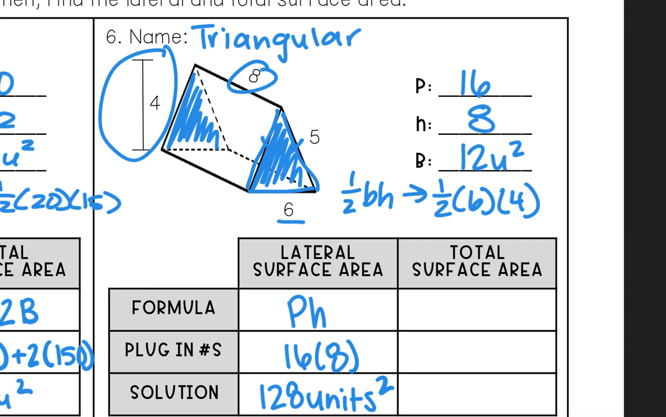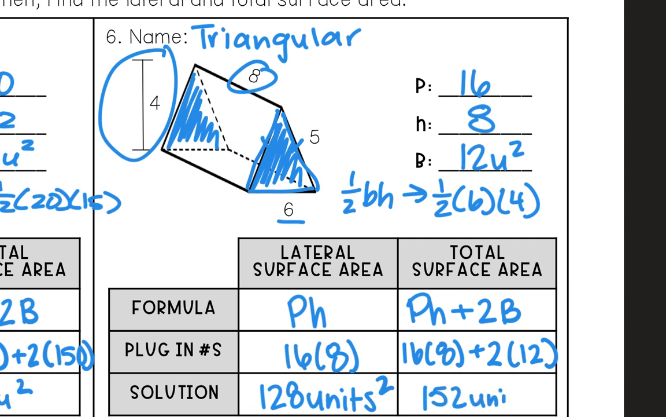And then total surface area should be capital PH plus 2 capital B, or perimeter of the base times height plus 2 times area of the base. Those formulas will be given to you on your star reference sheet. You'll always have them in front of you, so you don't need to memorize it, but you need to know what the capital letters mean. So again, for capital PH, we have 16 times 8 plus 2 times our area of the base, which was 12. And when we multiply that all together, you should get 152 units squared.